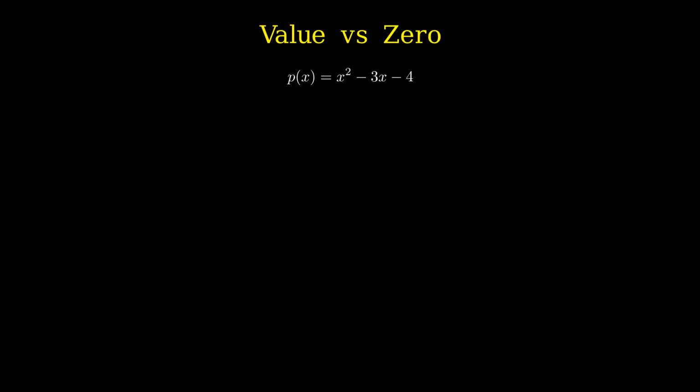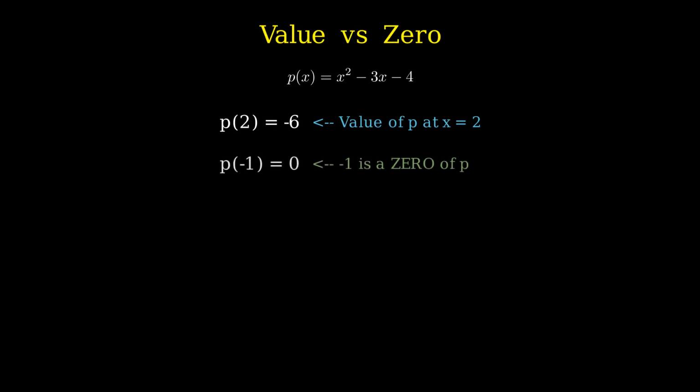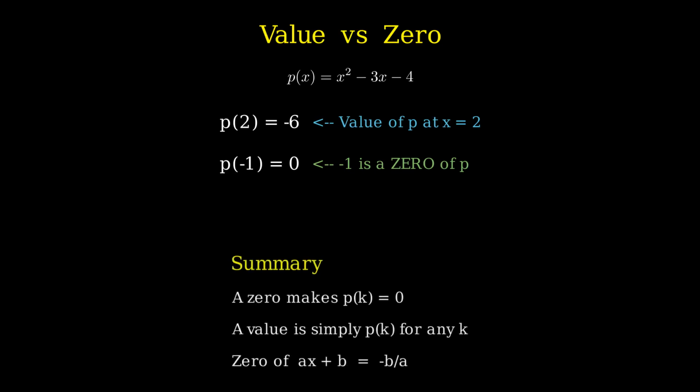This leads to an important distinction. The value of a polynomial at a point can be any number, positive, negative, or 0. But a zero of the polynomial is specifically an input value that makes the output exactly equal to 0. These are different concepts, and it is essential to keep them separate in your thinking.